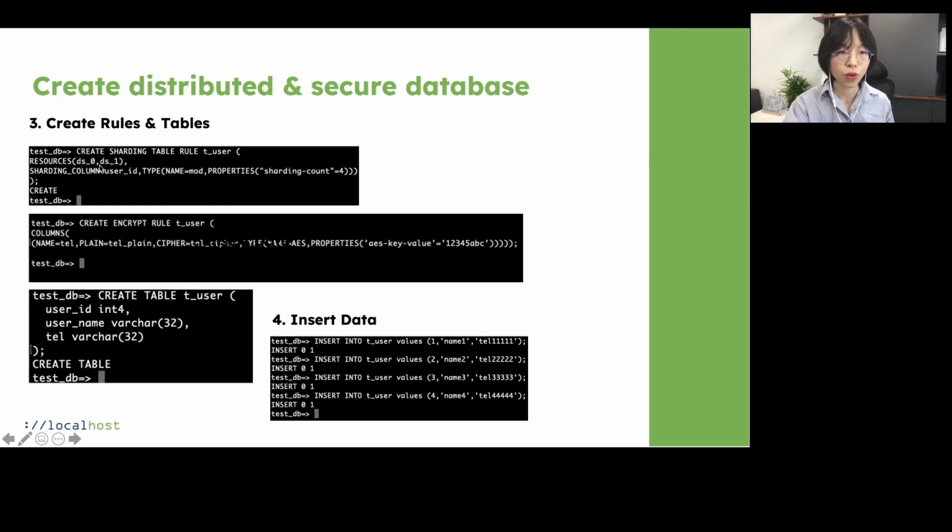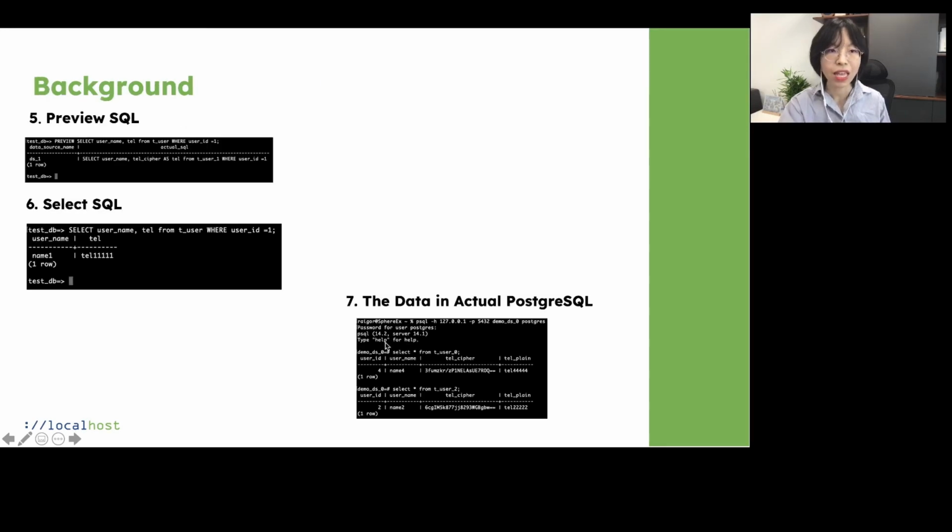So here we use the distributed SQL to create a sharding table for t_user, right? We split this t_user into four tables. And we also create an encrypt rule for t_user. Here we use the AES algorithm to encrypt our data in this column, telephone number, right? So we create a table, we insert data for testing, and we execute the select statement here.